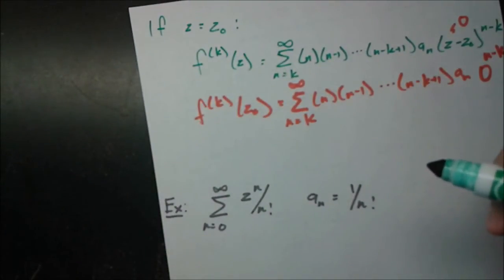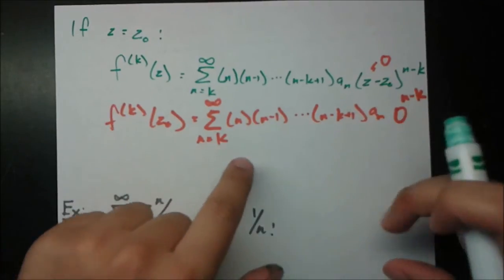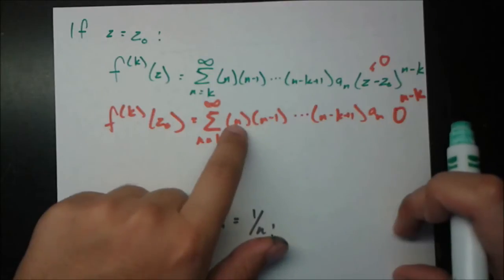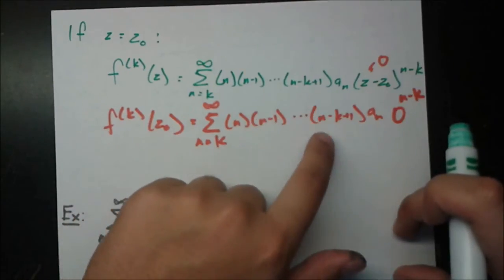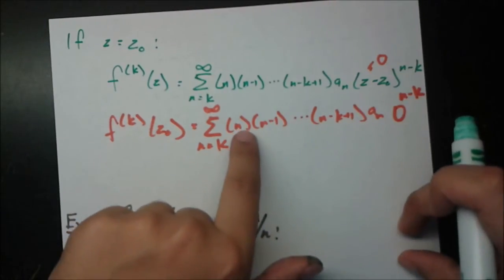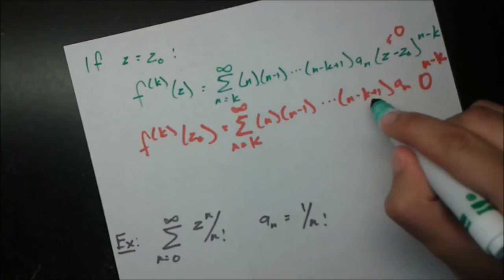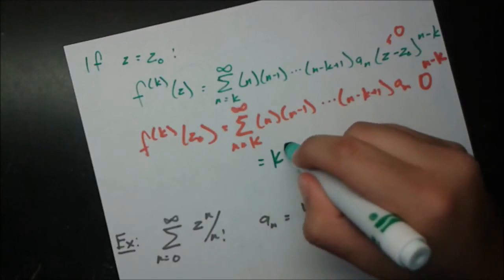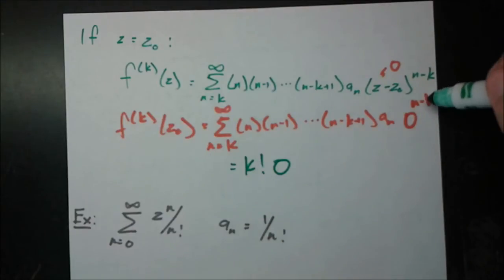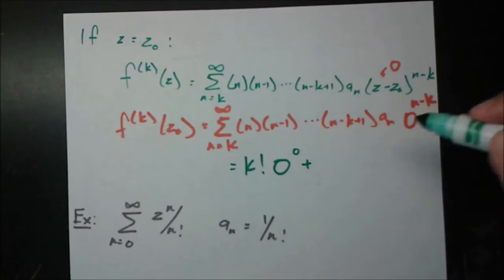So let's go ahead and just start writing down the terms of the series. Since we start at n equals k, let's plug in k here. We get n times n minus 1 all the way to, if n is k, then it's k minus k, which is 0, plus 1. So this is really just k factorial. So it's going to be k times k minus 1 all the way up to 1. So it's going to be equal to k factorial times 0 to the power of what? Since n is k, k minus k is going to be 0. So it's going to be 0 to the power of 0 plus, and then what's the next term?